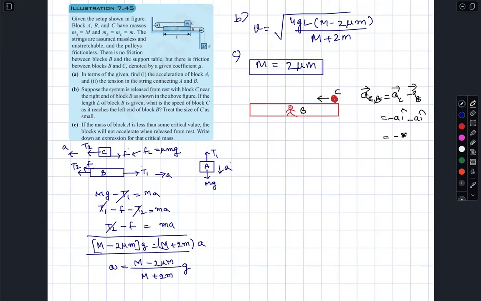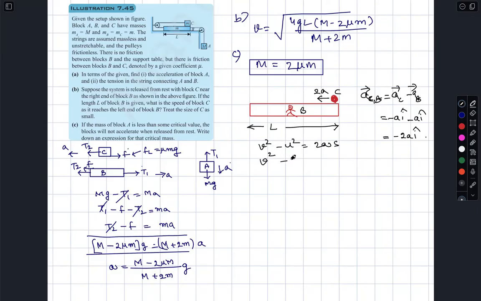So totally, what is this? Now you tell me, with respect to B, what is the acceleration of C? 2A leftwards. So relatively, how much distance is to be covered? L. Right? That's all. What do you want? You want time or you want velocity? No issues. S is equal to L. V square minus U square is equal to 2AS. I can still use it because of constant acceleration.